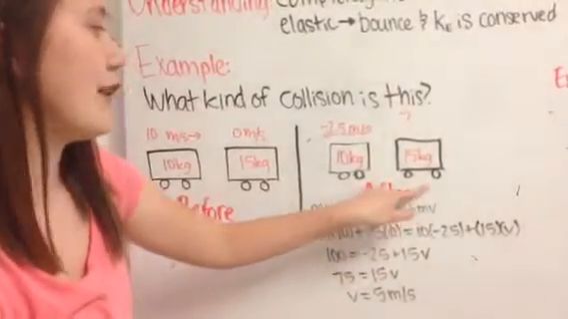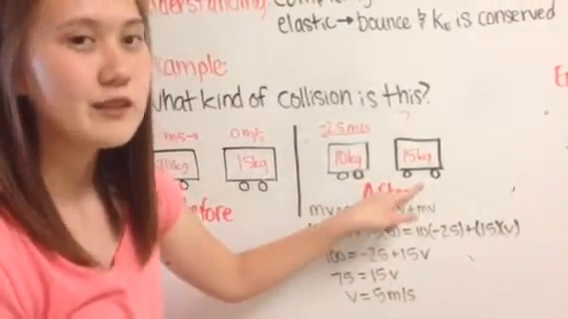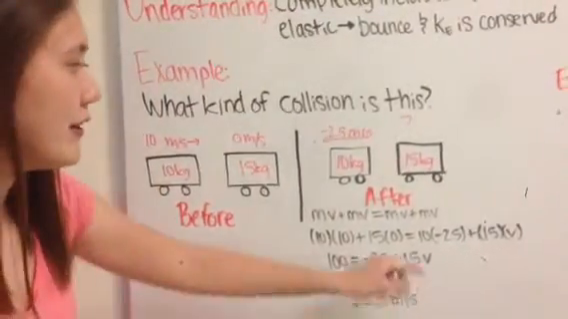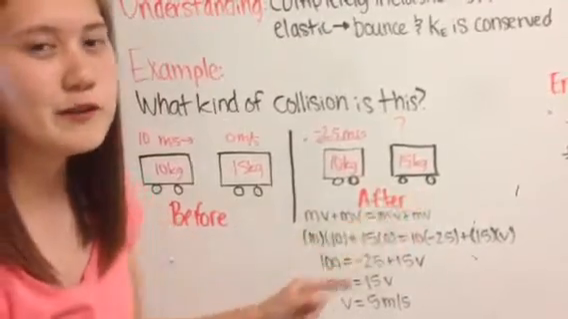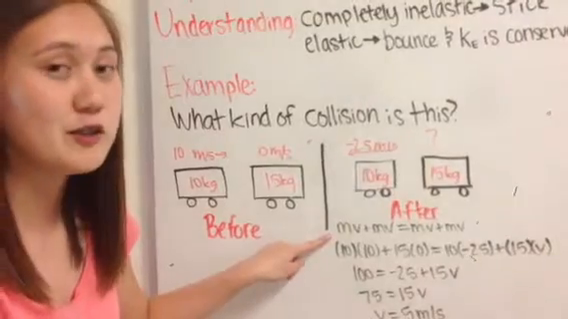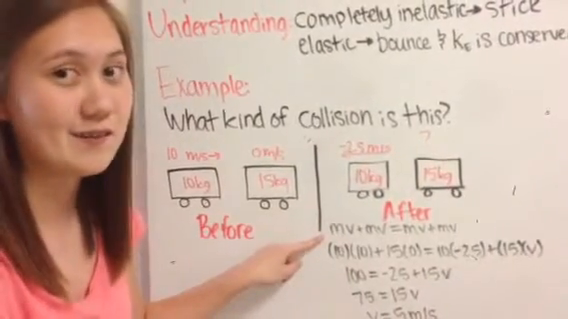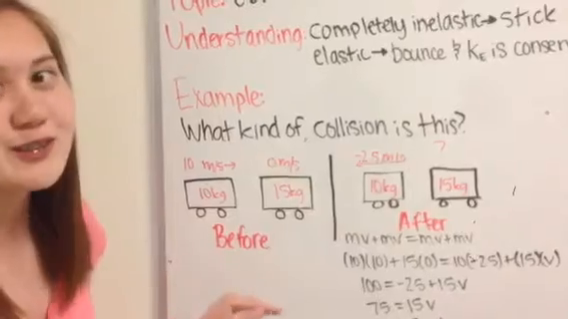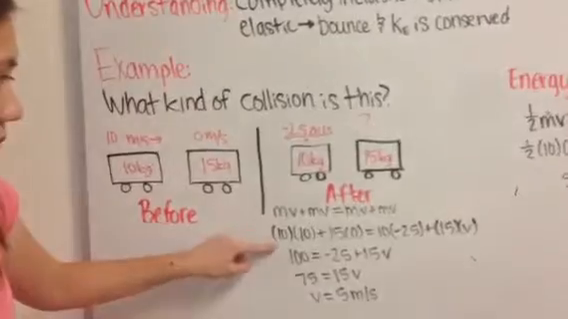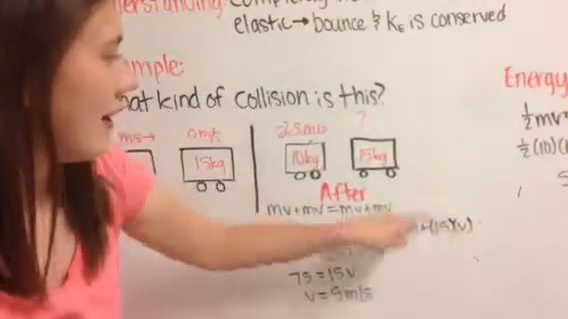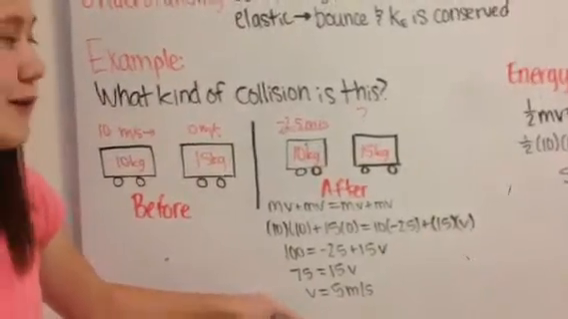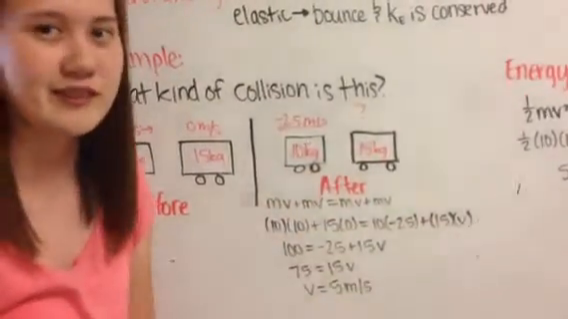And we don't really know what the velocity of this cart is after the collision. In order to figure out if energy is conserved or not, we have to find the velocity of this cart. We're going to do that by using this equation, because momentum is conserved in all collisions when there are no outside forces acting on them. In this example there's no friction, so there's no outside force acting on it. So we plug in what we know, and we're solving for the velocity of this cart, and we get positive 5 meters per second. So we know this cart is moving to the right at 5 meters per second after the collision.